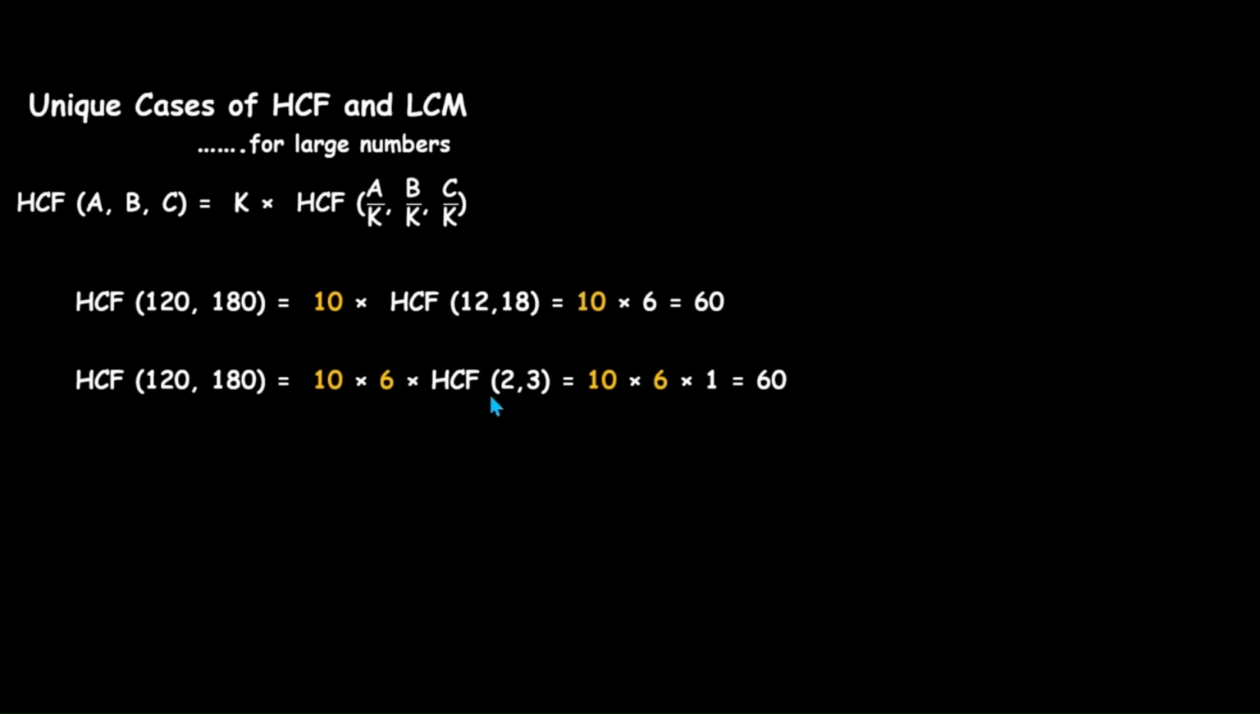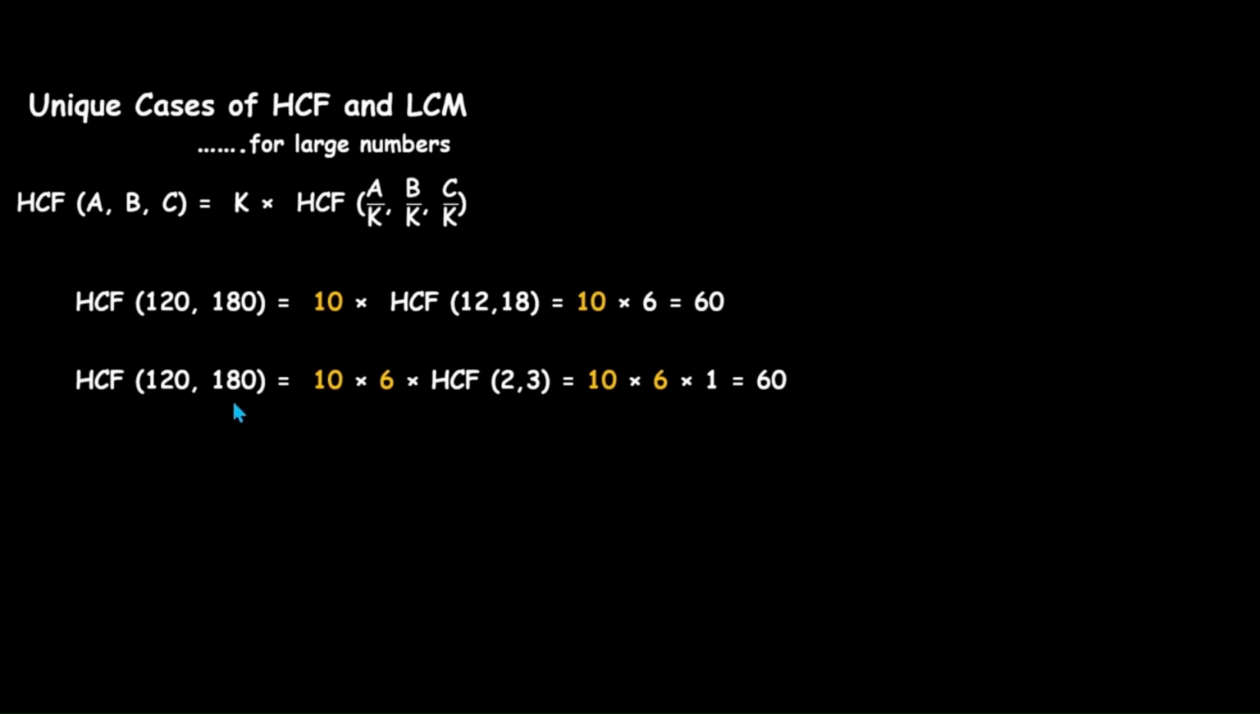And the HCF of 2 and 3 is 1 because they are co-prime numbers. And then multiply that with whatever is the common factor or factors that we have pulled out. In this case, 10 and 6 is what we pulled out and HCF is 1. So 10 into 6 into 1 gives us 60, which would be the HCF of 120 and 180.